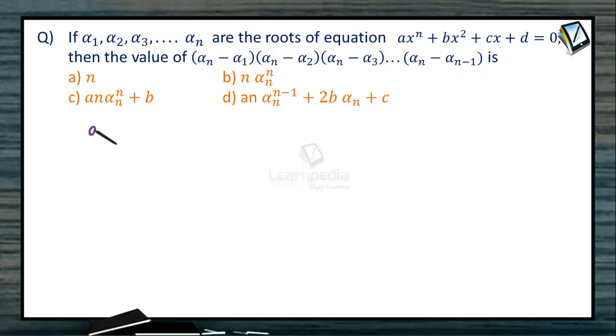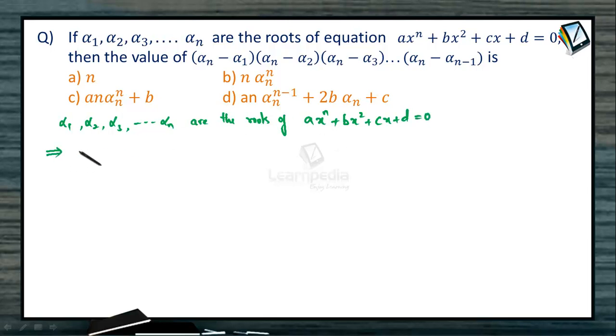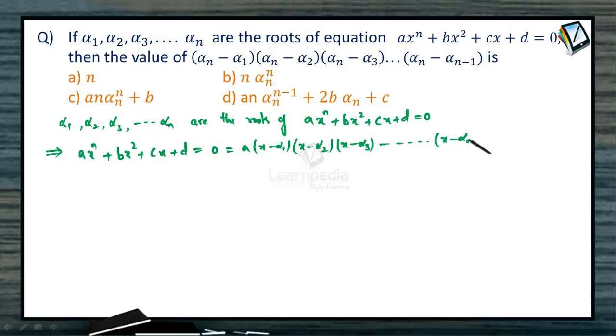Now, what do we mean by alpha 1, alpha 2, alpha 3, so on up to alpha n are the roots of an nth degree polynomial ax^n + bx^2 + cx + d = 0? Now what do we mean by this statement? Yes, we can rewrite this expression ax^n + bx^2 + cx + d as a times (x minus alpha 1) into (x minus alpha 2) into (x minus alpha 3) so on up to (x minus alpha n).